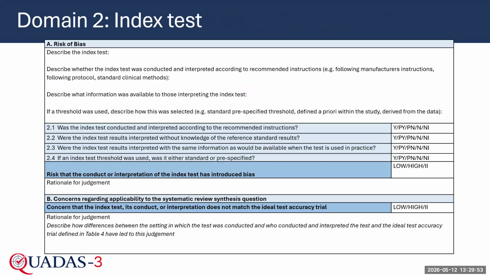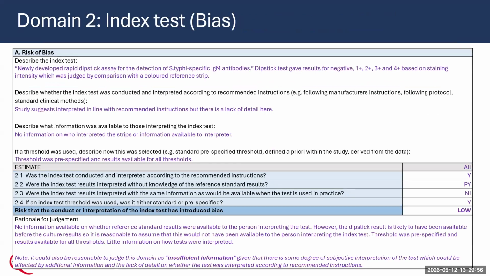So moving on to the index test domain. This is fairly similar to what we had for QUADAS 2. What we have got is the addition of the first question about how the index test was conducted and interpreted. QUADAS 2 didn't actually have anything about how the index test was performed. So again, the descriptions up at the top link quite clearly to the signalling questions. So we are asked to describe the index test. So it's a newly developed rapid dipstick assay. And we've got different results for negative, +1, +2, +3, and +4 based on staining intensity, judged by comparison with a coloured strip.